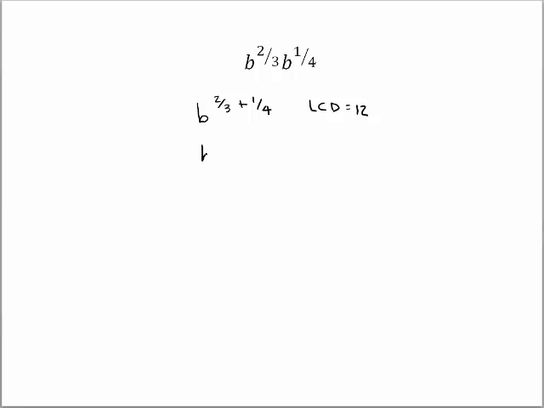So let's change them over. To make this a 12, I have to multiply by 4. So that becomes 8/12. To make this a 12, I have to multiply the top by 3. Actually, I'm multiplying both of them by 3. 3/12. Now I can add them.